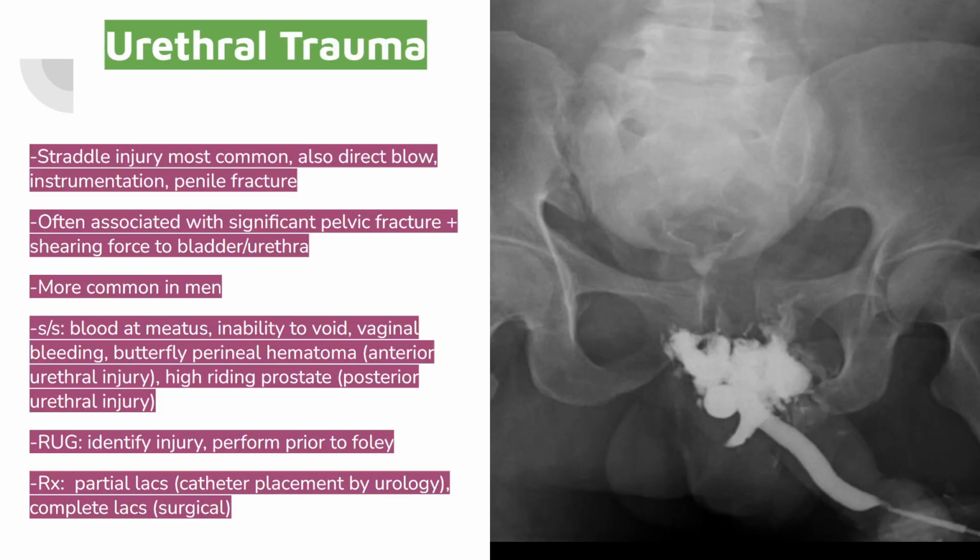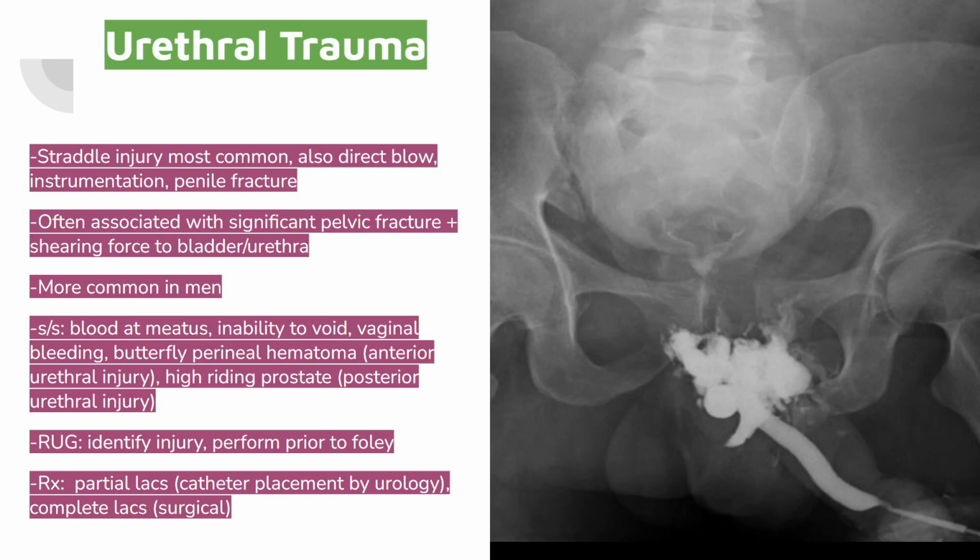Okay, GU trauma. Straddle injury is most common, also direct blow, penile fracture, often associated with significant pelvic fractures and shearing forces to the bladder or urethra. More common in men. There's often blood at the meatus, trouble voiding. There could be vaginal bleeding, perineal hematoma, high-riding prostate if you think it's a posterior injury.